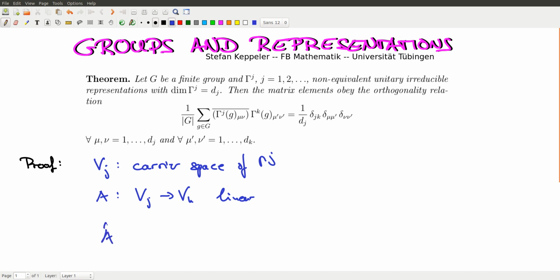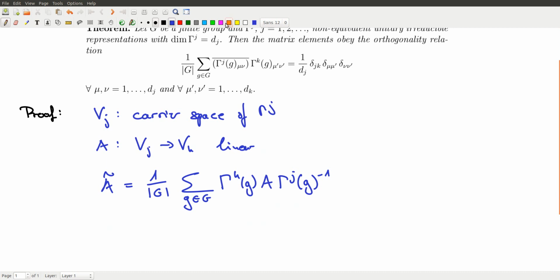And let's build from this A, we build some A tilde where we use the representations of all the group elements. So we take a sum of all group elements normalized by the order of the group. And now we start with gamma k of G, our linear map A, and gamma j of G inverse. So we can do this. The gamma j goes from Vj to Vj, and then the A goes from Vj to Vk, and then the gamma k goes from Vk to Vk.